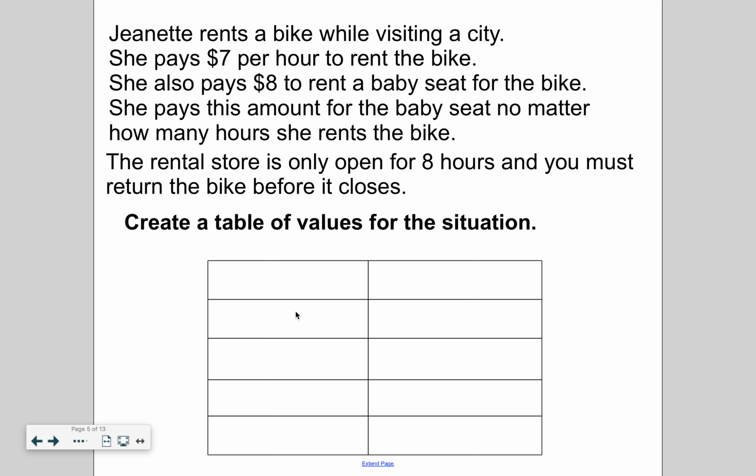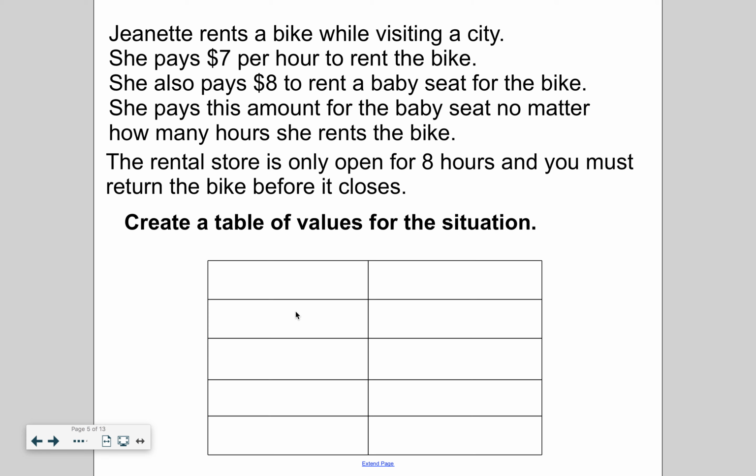Okay, so just to talk about that a little bit, she doesn't pay $8 every hour. She pays $8 once for the baby seat. She pays that one time. Then it's $7 every hour. Her price goes up $7 every hour.